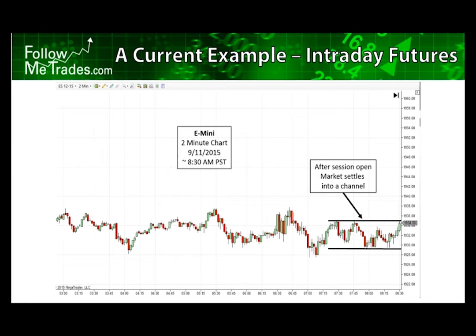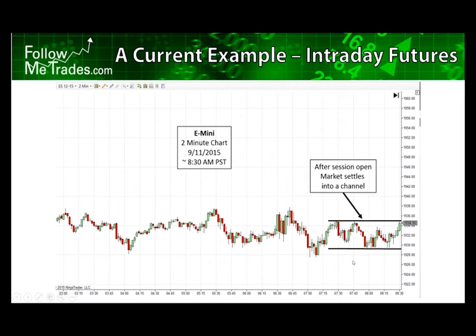So here's an example from September, and this is an intraday chart. This is the E-mini on a 2-minute chart. It's just a nice way to illustrate this setup that I'm giving you. So here we go. E-mini opens, sitting here in a channel after the open. I'm on the West Coast, in Washington State, so the market opens at 6:30 for me. It bounced around, then it settled into a channel.